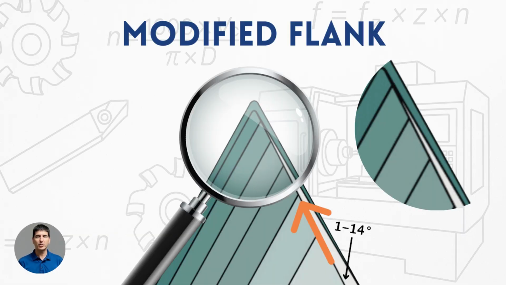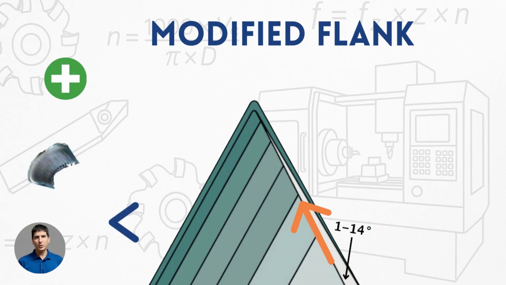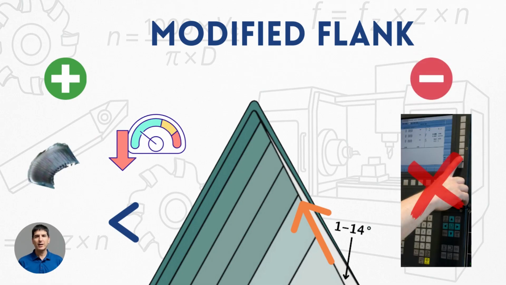For example, for a 60-degree thread, with a modified flank cycle using 3 degrees, you'd enter 54 degrees instead of 60. The advantages include the best chip flow, less flank wear, and lower cutting load compared to regular flank feed. The only real disadvantage is that it's not available on all controllers.